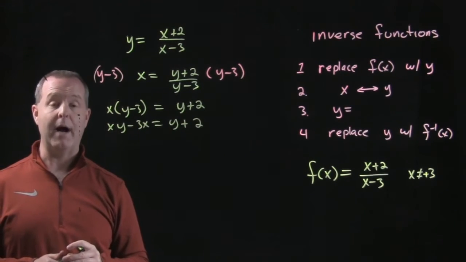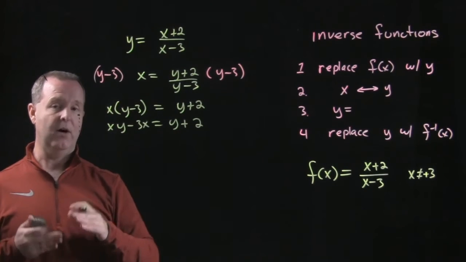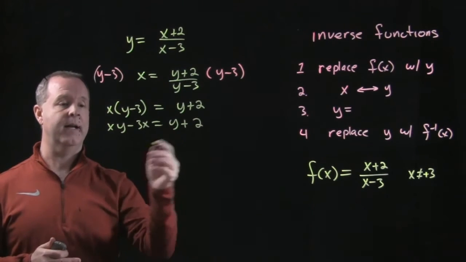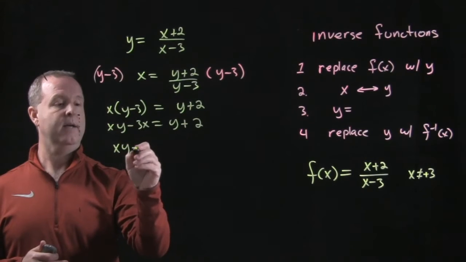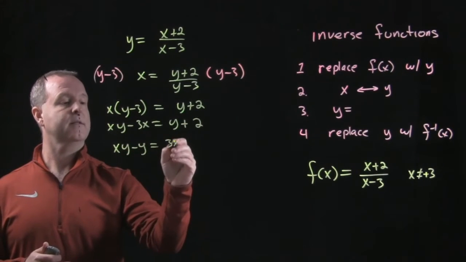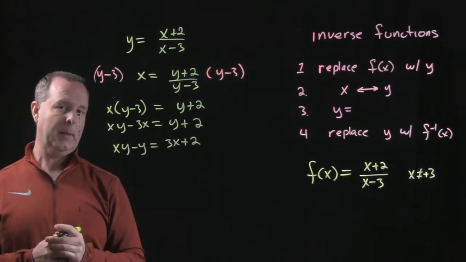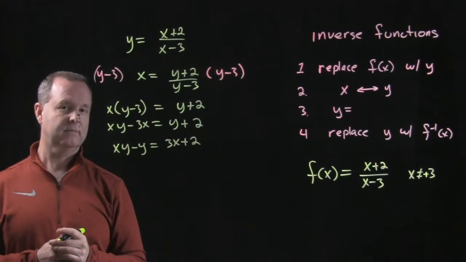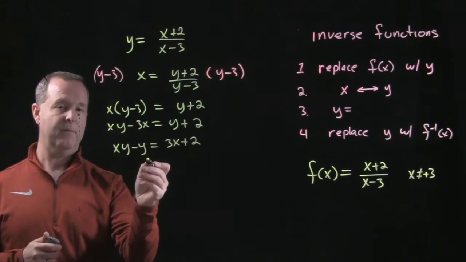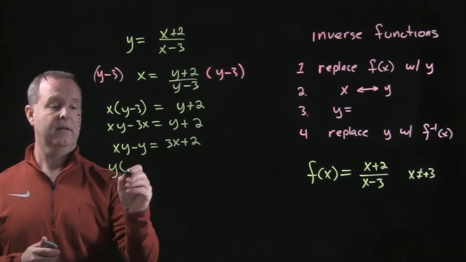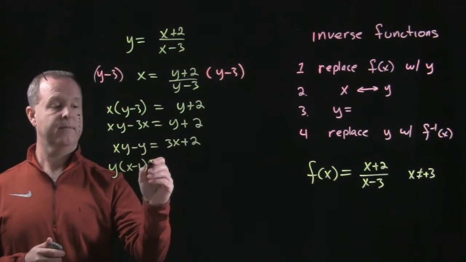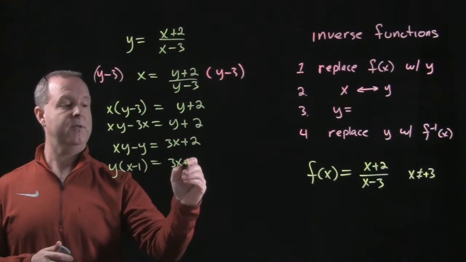Let's collect all the y's on one side of the equation and all the non-y's on the other side. So this becomes xy minus y equals 3x plus 2. What do you think we're going to do next? Playing at home. Well, we can factor out a y, left with an x minus a 1 equals 3x plus 2.